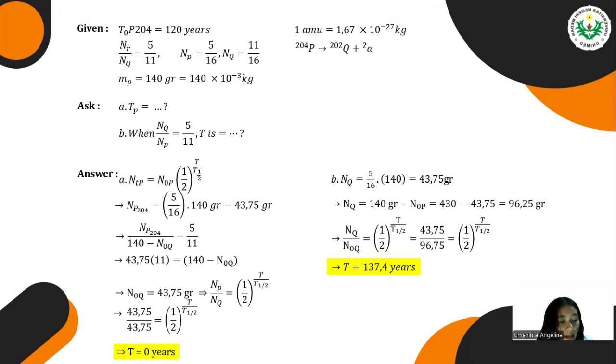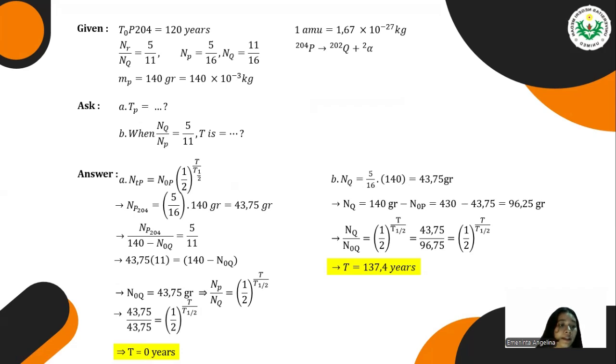The NP over 140 minus N0Q is equal to 5 over 11. 43.75 times 11 is equal to 140 minus N0Q. N0Q is equal to 43.75 gram. It means that 43.75 over 43.75 is equal to half to the power of T over T half. It makes the T equal to 10 years.